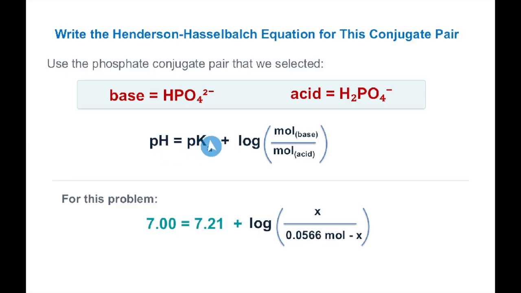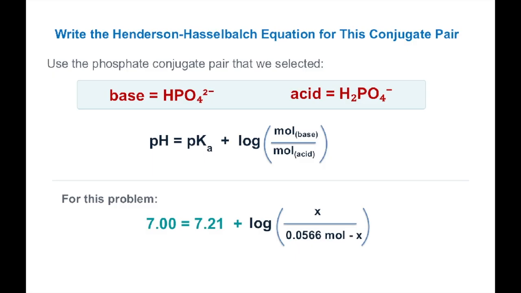pH equals pKa plus the log of the amount of moles of base over acid. Because then we'll be able to solve for that, and we'll be able to determine how many moles of each species we have in our buffer that we're going to need to acidify in the subsequent step. So plugging what we have: pH 7.00 equals the pKa plus the log of this ratio.